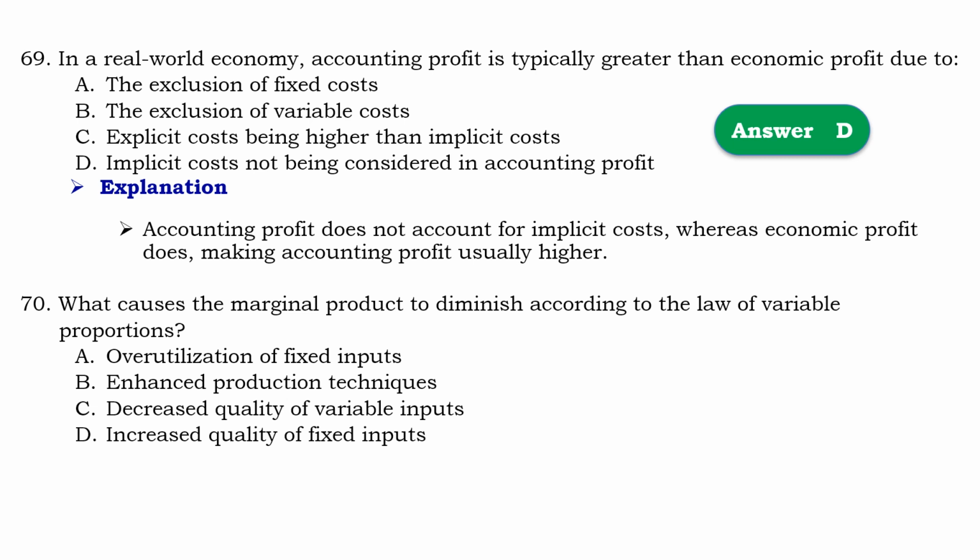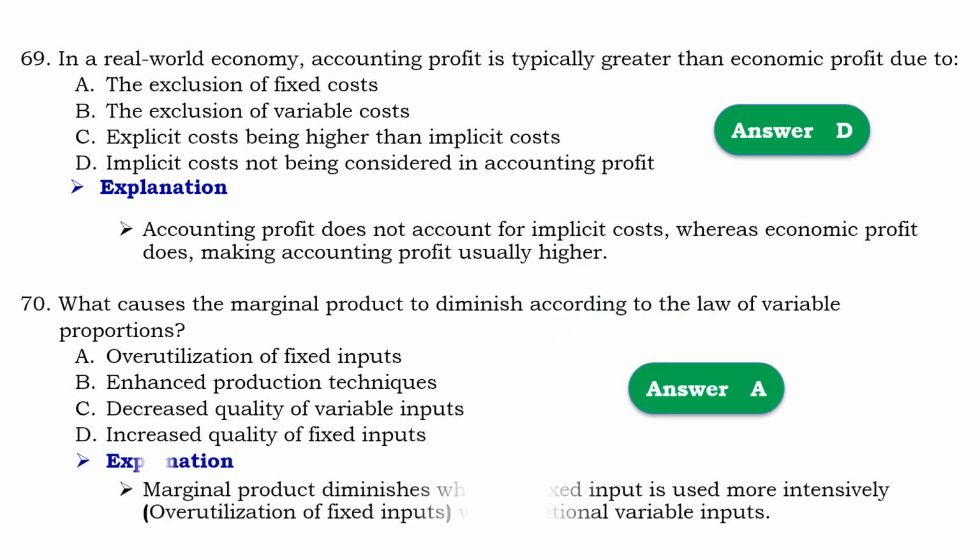Question number 70, what causes marginal product to diminish according to the law of variable proportion? In the law of variable proportion, marginal product diminish የሚያደርግበት ምክንያቱ ምንድነው ይላል. So that should be A, overutilization of fixed input. It means that marginal product diminishes when fixed input is used more intensively, or overutilized, with additional variable input.